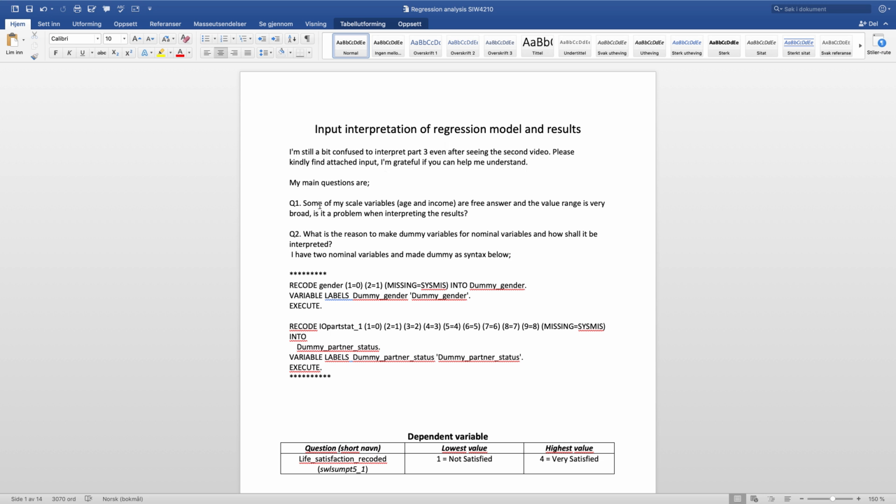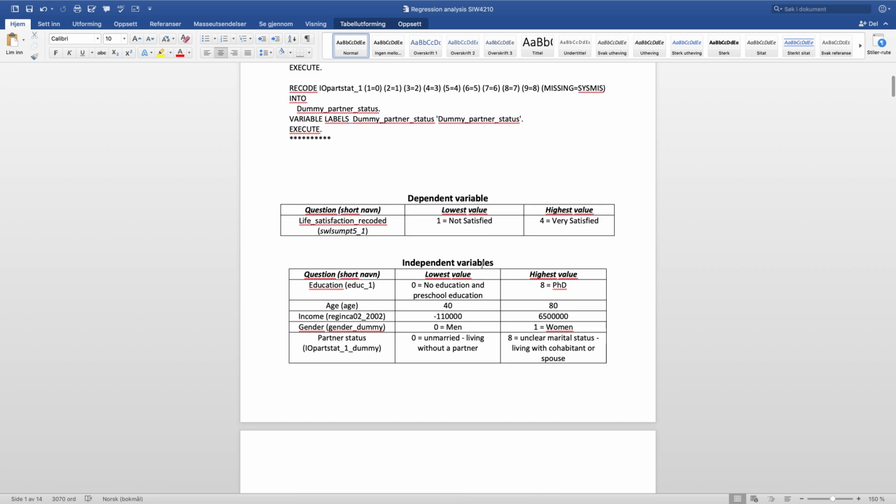Okay, but the student asks, "Some of my scale variables, age and income, are free answers, and the value range is very broad. Is it a problem when interpreting the results?" Well, per se, it's not a problem, but it might be a problem. If we look at the age variable, the lowest is 40, the highest is 80. This is the Nordlag data. And a year is a year, so that's no problem.